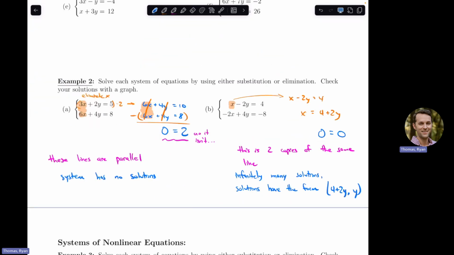So that's the idea, substitution and elimination. Again, for right now, you can use either one whenever you want. It's just that sometimes one might be a little more fun than the other, or one might be a little more exciting maybe.